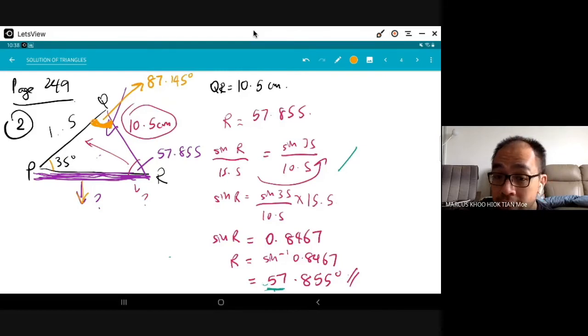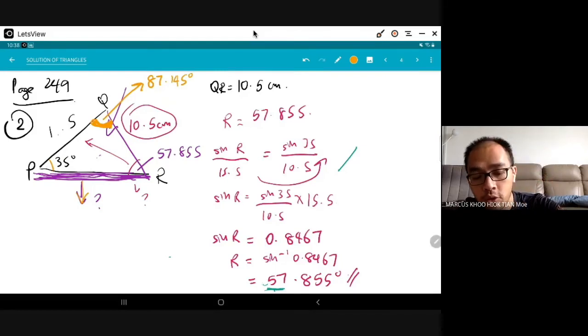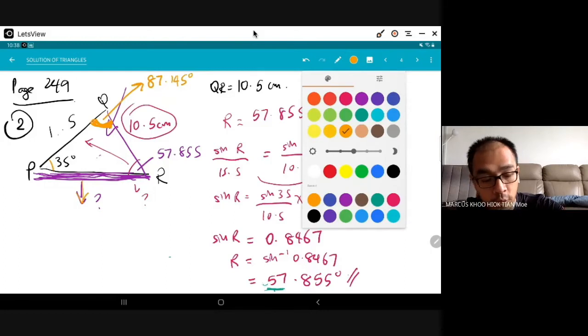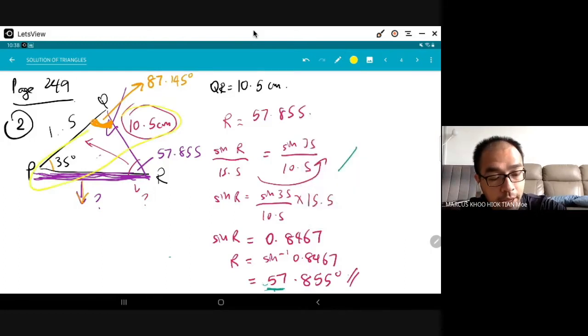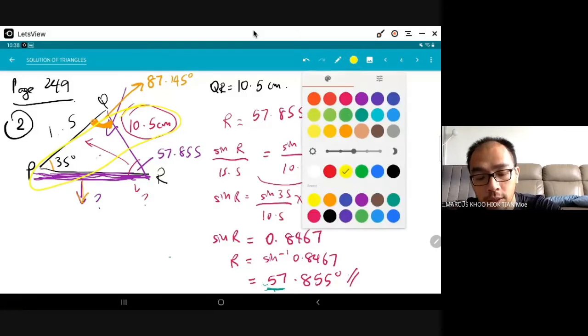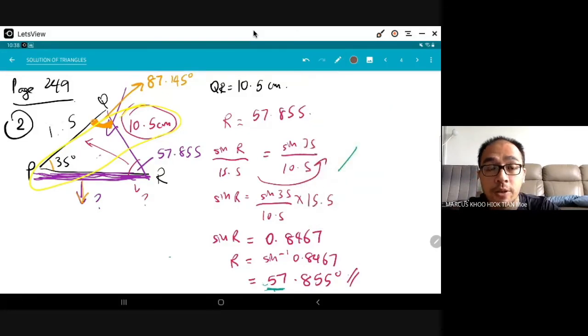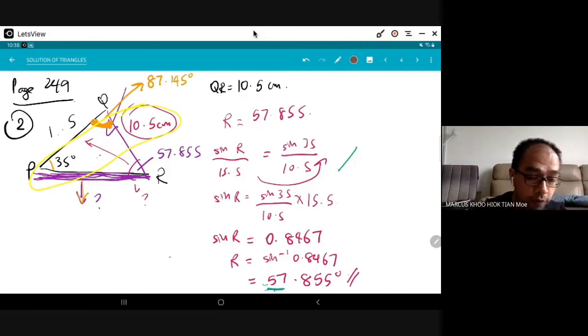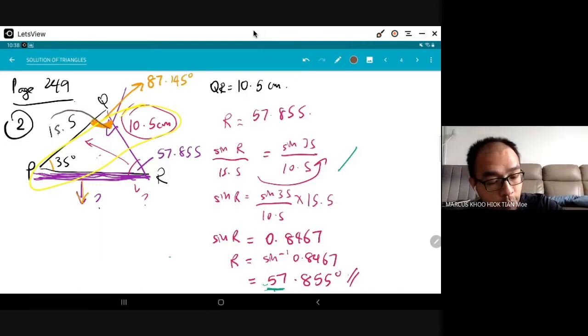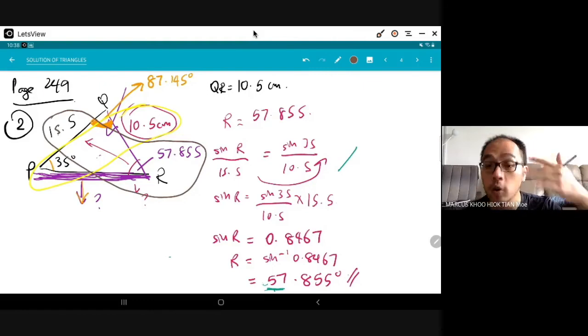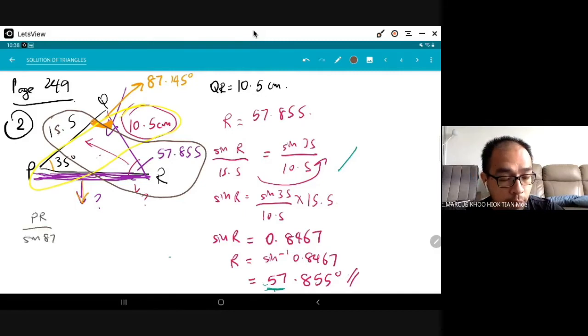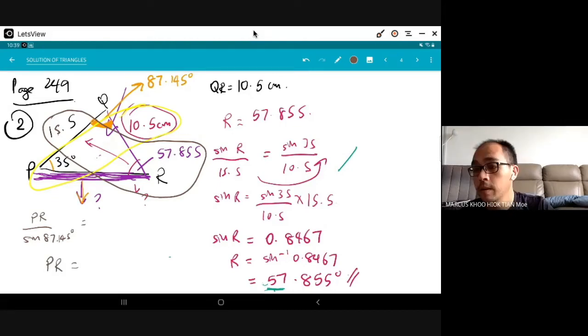You can use whichever pair. If you want to use 10.5 and 35 also can, or if you want to use 15.5 and 57.855 also can. But this one definitely PR over sine 87.145 equals to whichever pair that you want to use. Okay, give me the value of PR, please.